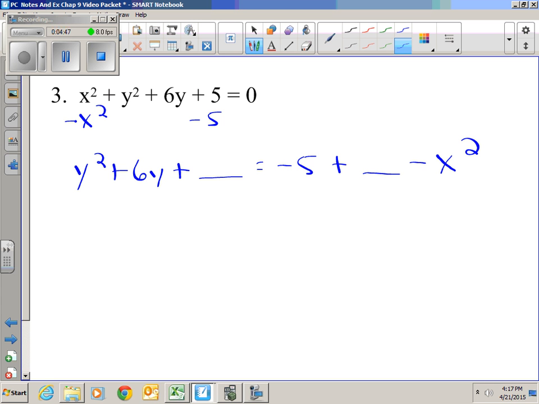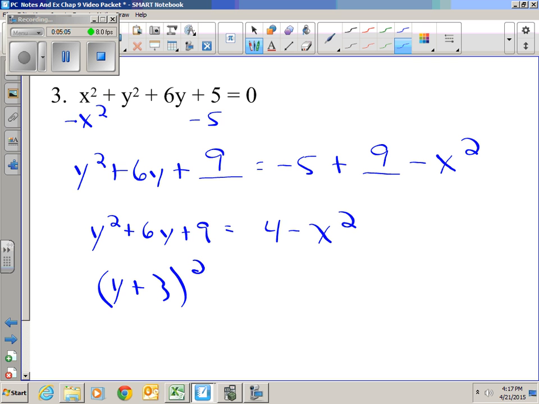Well, half of 6 is 3. I'm going to square that 3 and get 9. I'm going to add 9 to both sides. So now it looks like I have y squared plus 6y plus 9 is equal to 4 minus x squared. This, of course, is y plus 3 quantity squared is equal to 4 minus x squared.